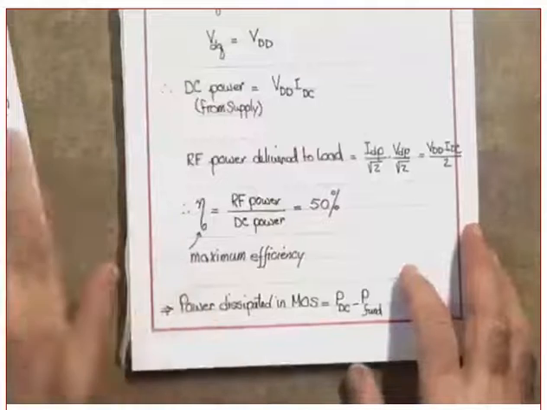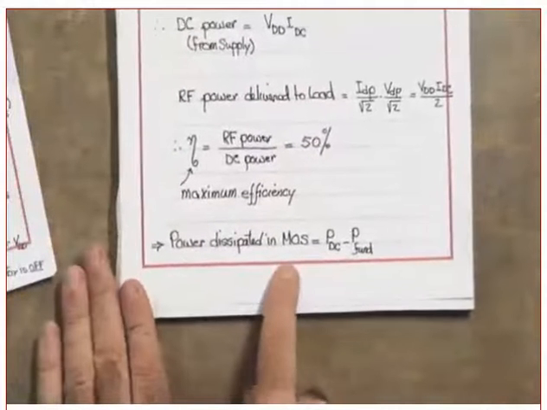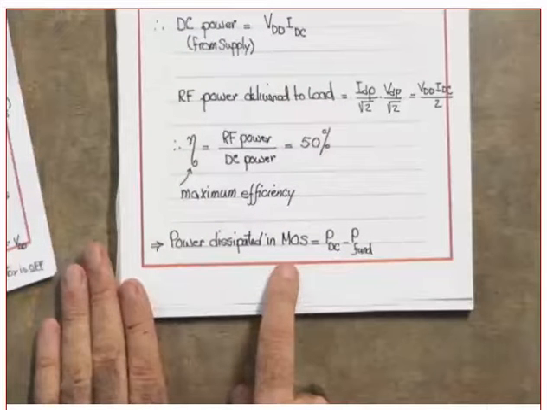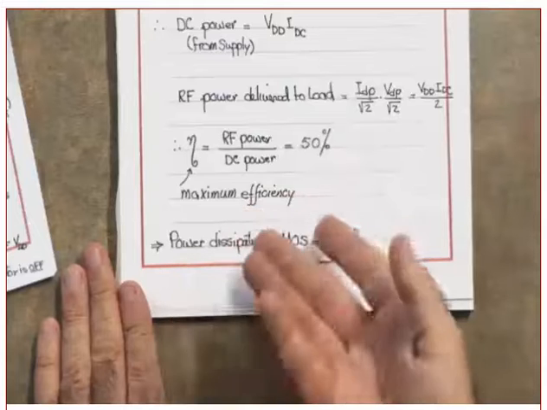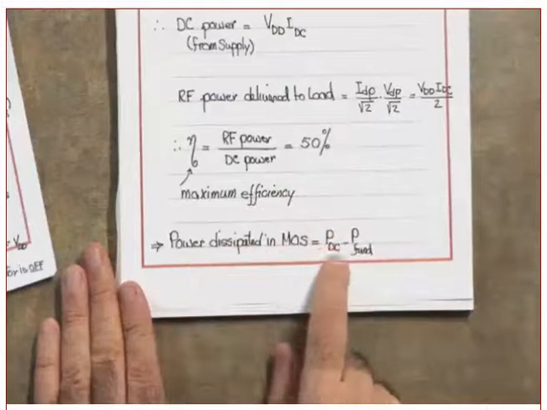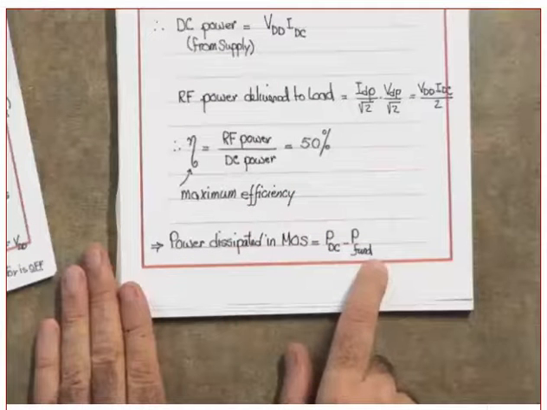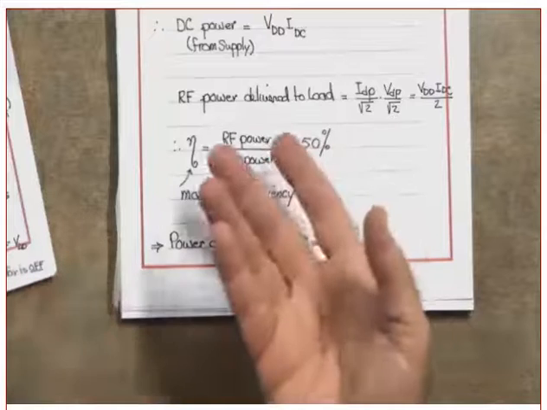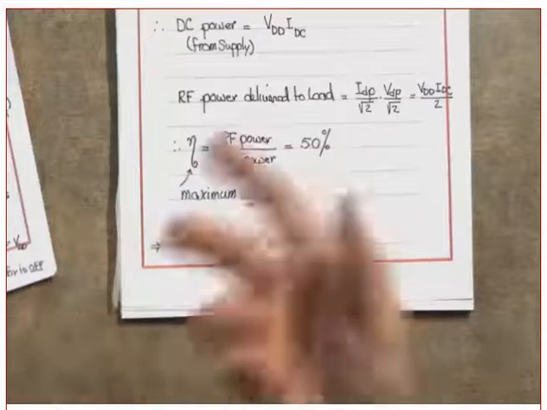We already talked about this. Yes? Okay. By the way, what is the power dissipated in the MOSFET? As heat. Yes? It's the PDC minus the power fundamental, which is the RF power. Remember, the efficiency is 50%, which means 50% is dissipated.